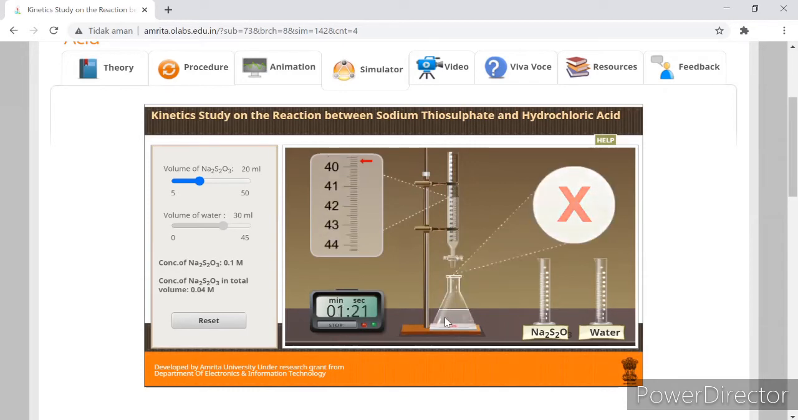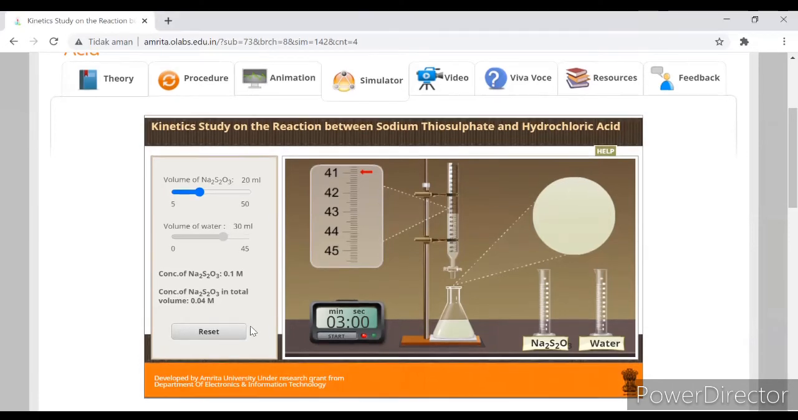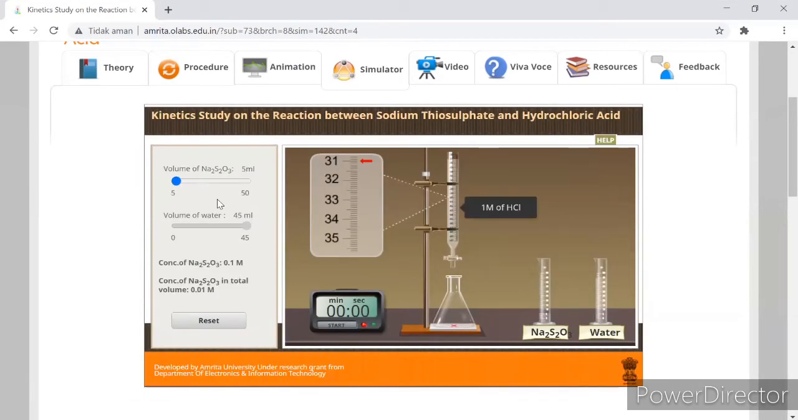And then let's see what time we got from the second reaction. Oh, 3 minutes. Yeah, 3 minutes. We can write the data in here, and also we reset it again, and we increase the volume of sodium thiosulfate again to 30 ml. Okay, and the water is automatic, and we do the same way.